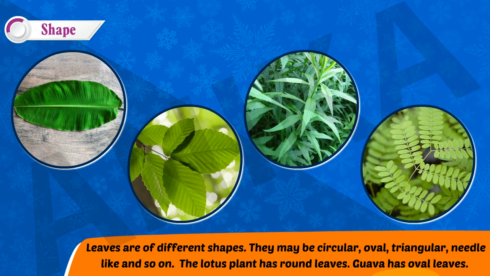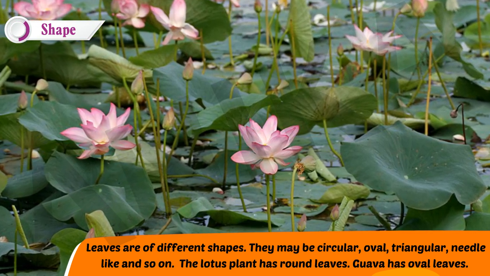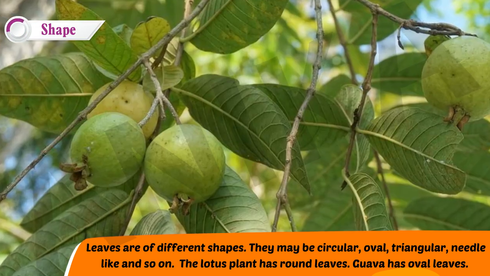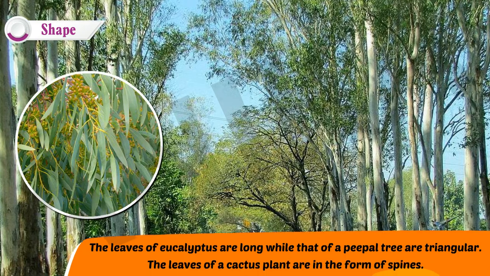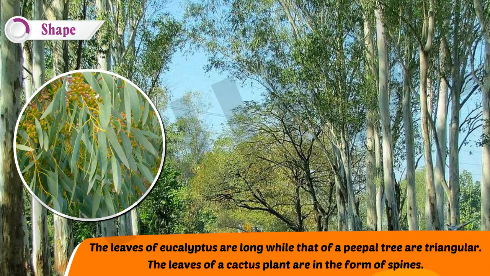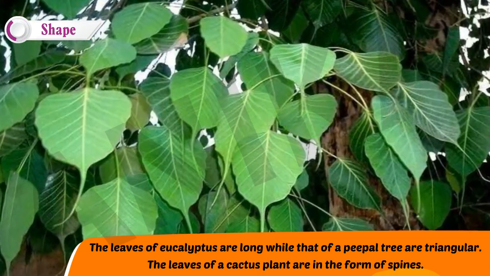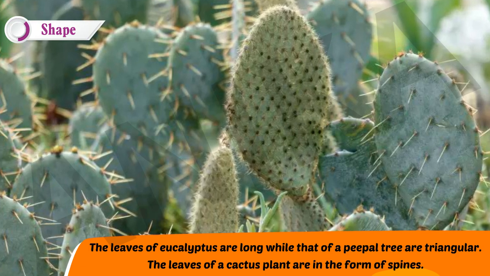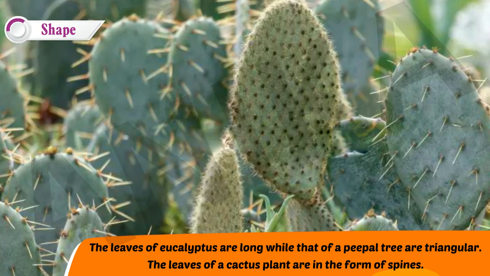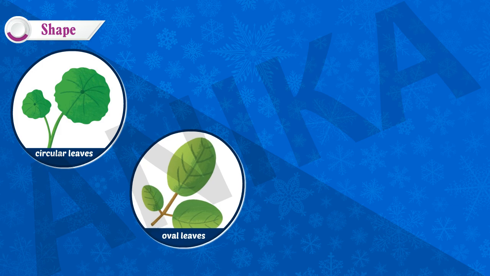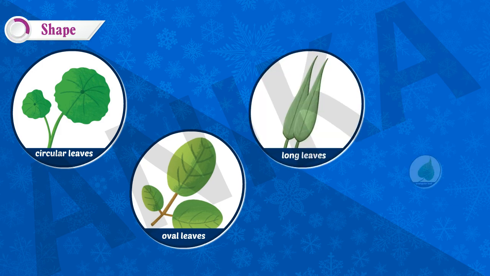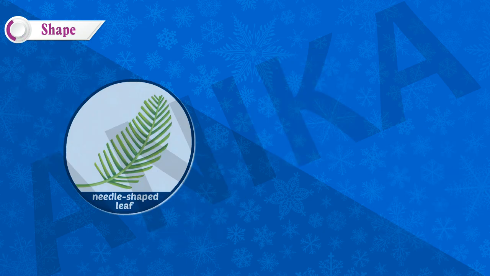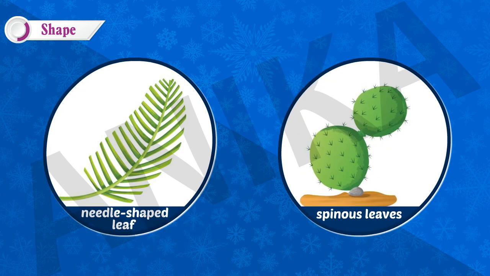Shape. Leaves are of different shapes. They may be circular, oval, triangular, needle-like and so on. The lotus plant has round leaves. Guava has oval leaves. The leaves of eucalyptus are long while that of a peepal tree are triangular. The leaves of a cactus plant are in the form of spines. Circular leaves, oval leaves, long leaves, triangular leaf, needle-shaped leaf, spinous leaves.